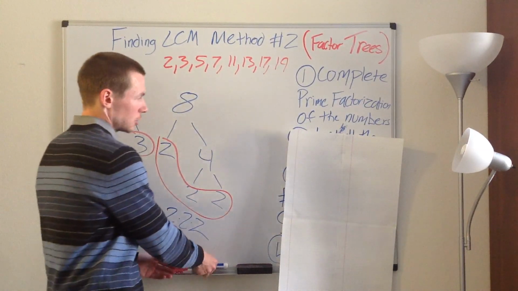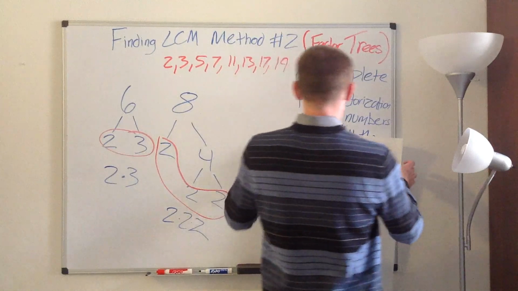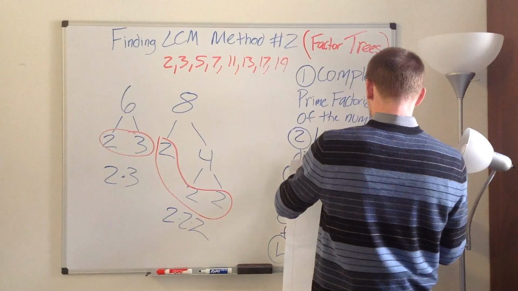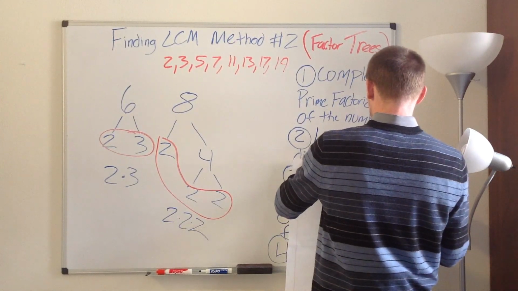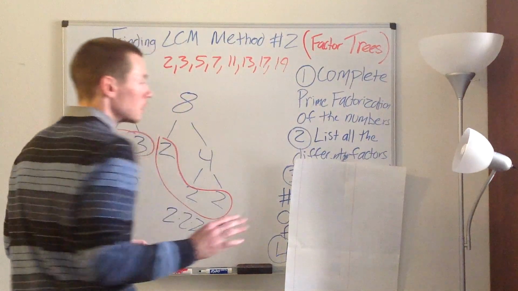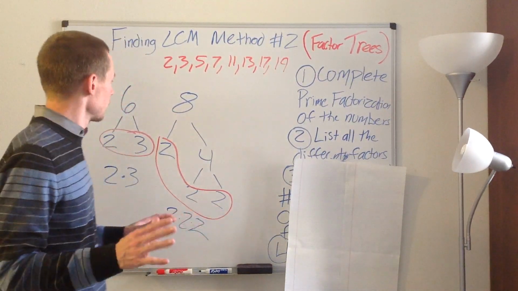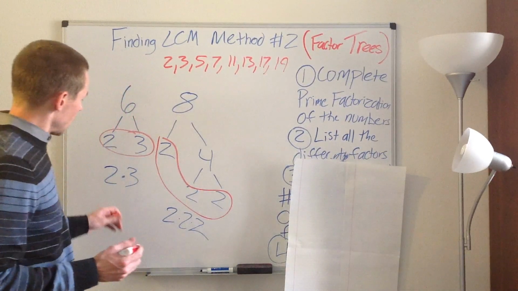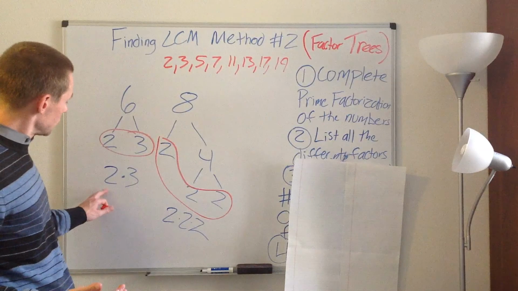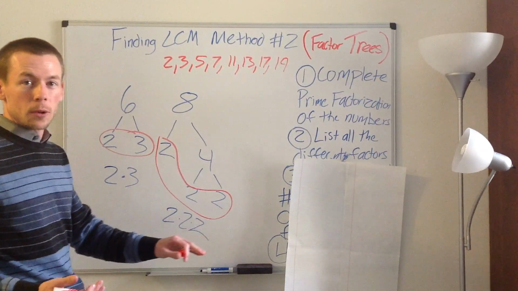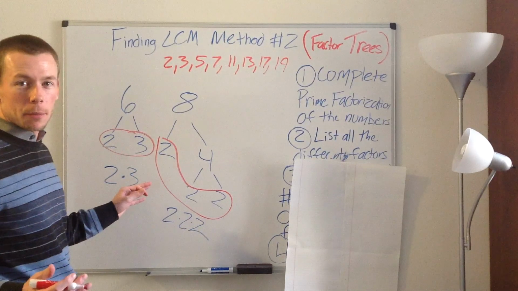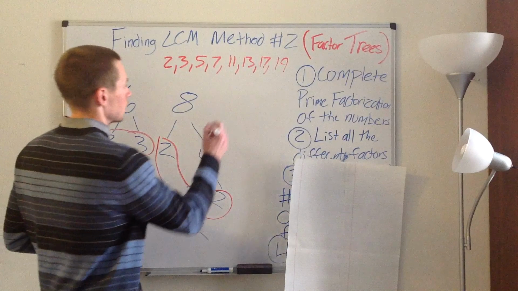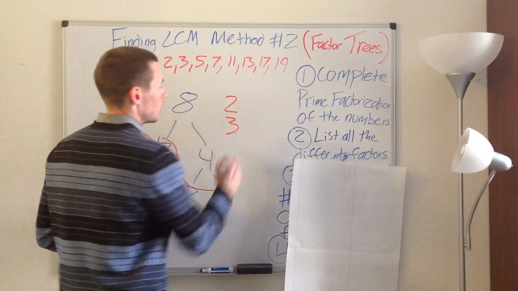Step 2 is to list all of the different factors. Notice we have a total of 5 numbers: a 2, a 3, a 2, a 2, and a 2. But how many different numbers do we have? Well, the different numbers are just a 2 and a 3. So I'm going to write those off to the side.